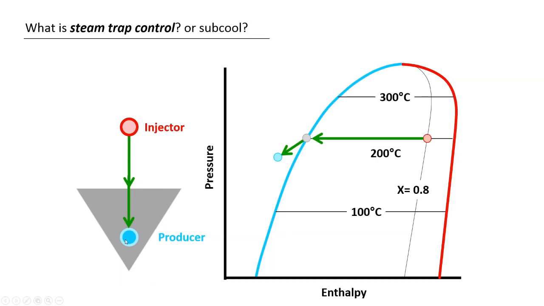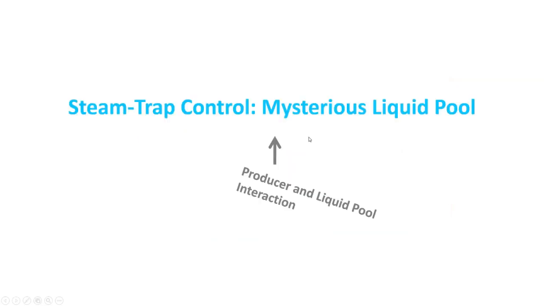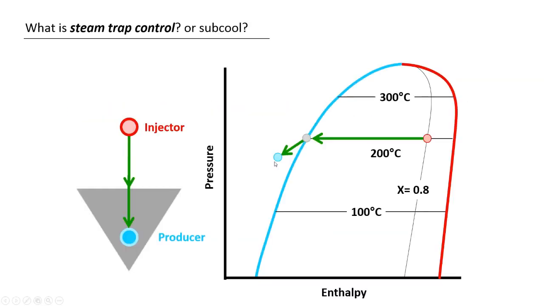As we go inside the liquid pool, we are outside this pH diagram, in the liquid region, but we have a drop in temperature. The reservoir subcool, I mean, is the temperature change from this gray point to this blue point. This governs a lot of things, which indirectly govern others, and we're going to talk about those.